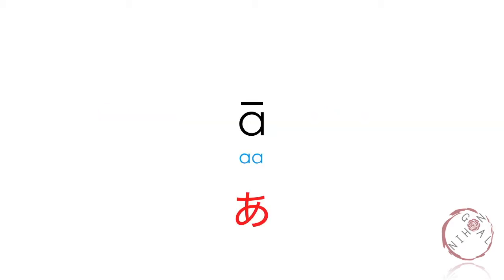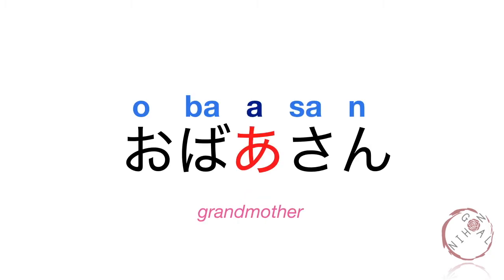To extend syllables in the a column, like ka, sa, ta, and so on, you just add hiragana a. O ba a sa n, obasan.